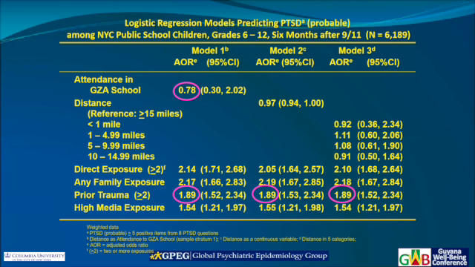But if you notice the exposure items at the bottom, having a direct exposure, a family exposure, prior trauma, and high TV exposure were the highest predictors of a student having PTSD or probable PTSD. In fact, they were all high risk factors. A 1.89 odds ratio for prior trauma was the strongest predictor. That was one of the interesting things, because it's not something that was really well understood at that time.